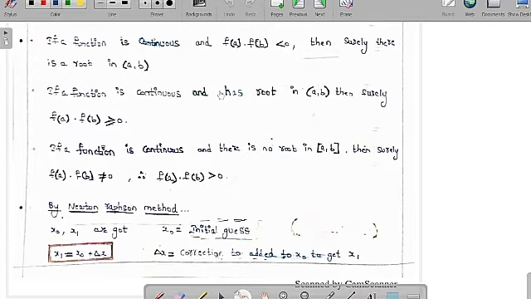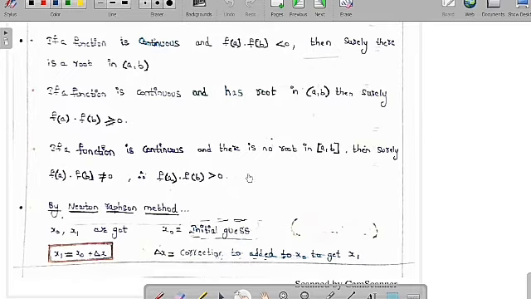If a function is continuous and has a root in (a, b), then surely f(a) into f(b) is less than or equal to 0. Yes, if f(a) into f(b) is greater than or equal to 0, it indicates that at least one of a, b may be a root, and also a root may lie between them.